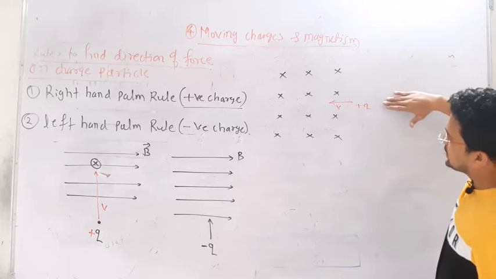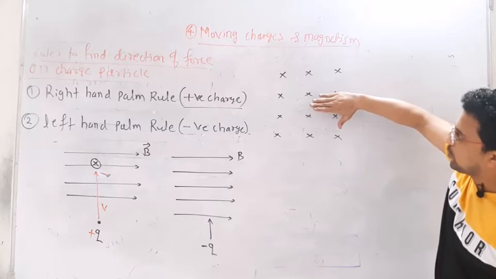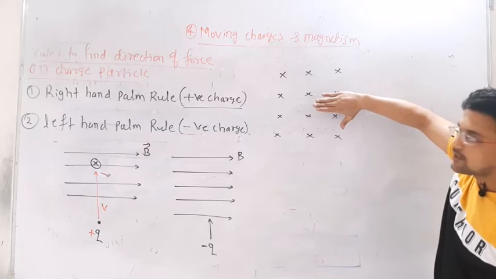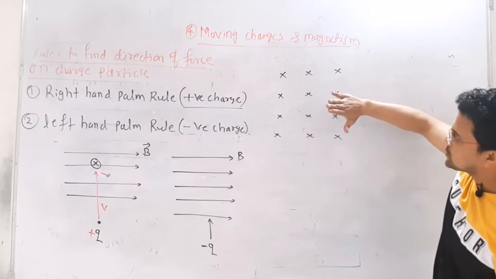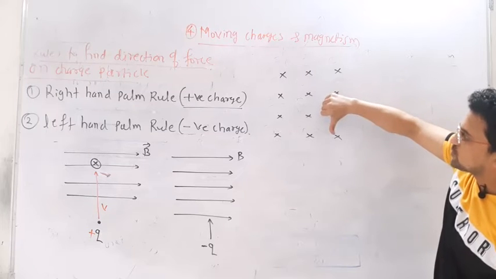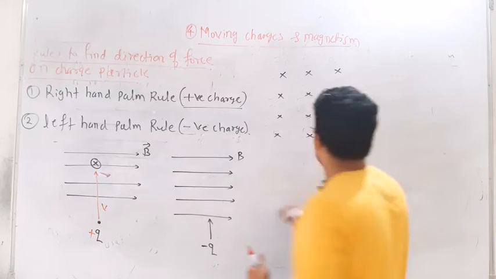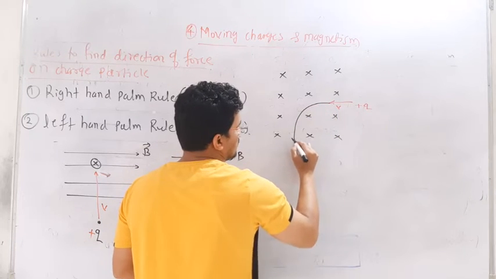The charged particle is entering in this direction, so I will point the whole hand in this direction. The magnetic field is into the board, so I will curl all the fingers in the direction of the magnetic field. This thumb represents what? Downward. It means the charged particle is moving and it will bend in this direction, the downward direction.